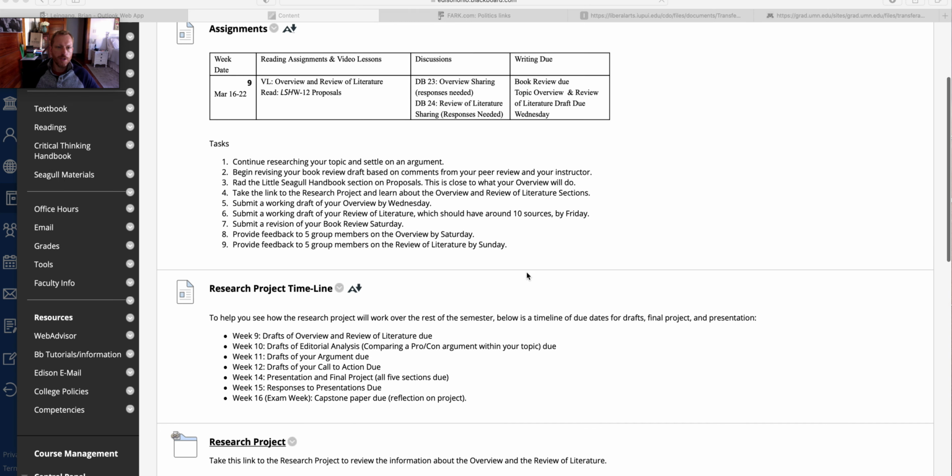I'm asking you to read a section from the Little Seagull Handbook on Proposals. That will be very helpful because an overview and a proposal are very similar because they both kind of set up the main idea. We should be able to read your overview and understand what your argument is and where your call to action will go.